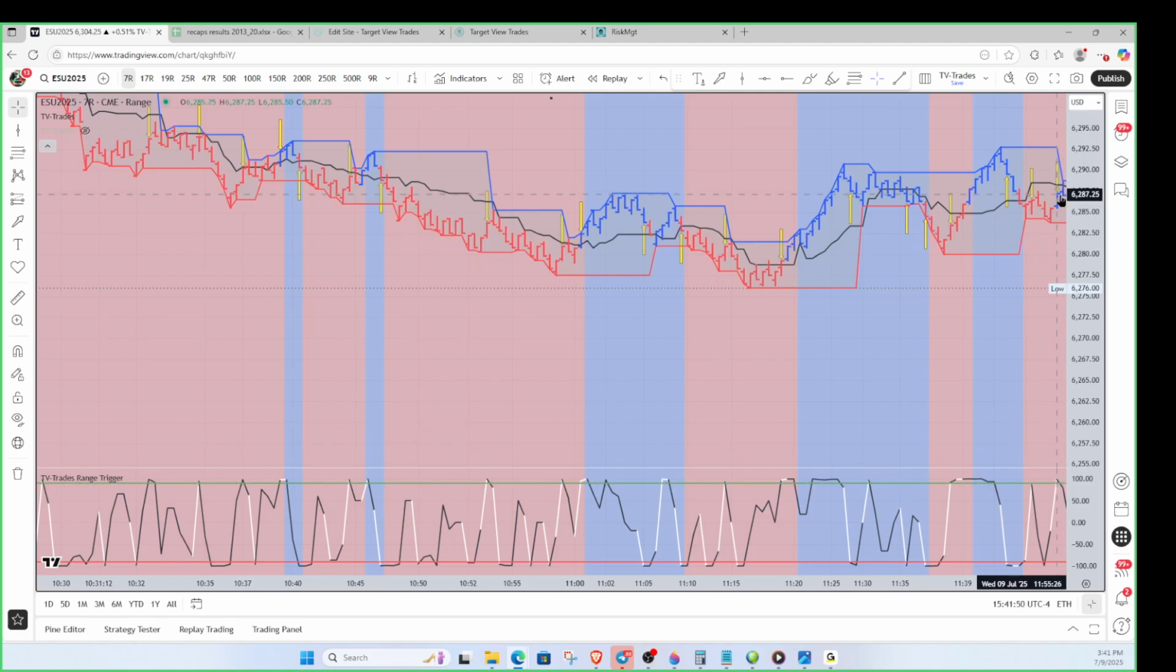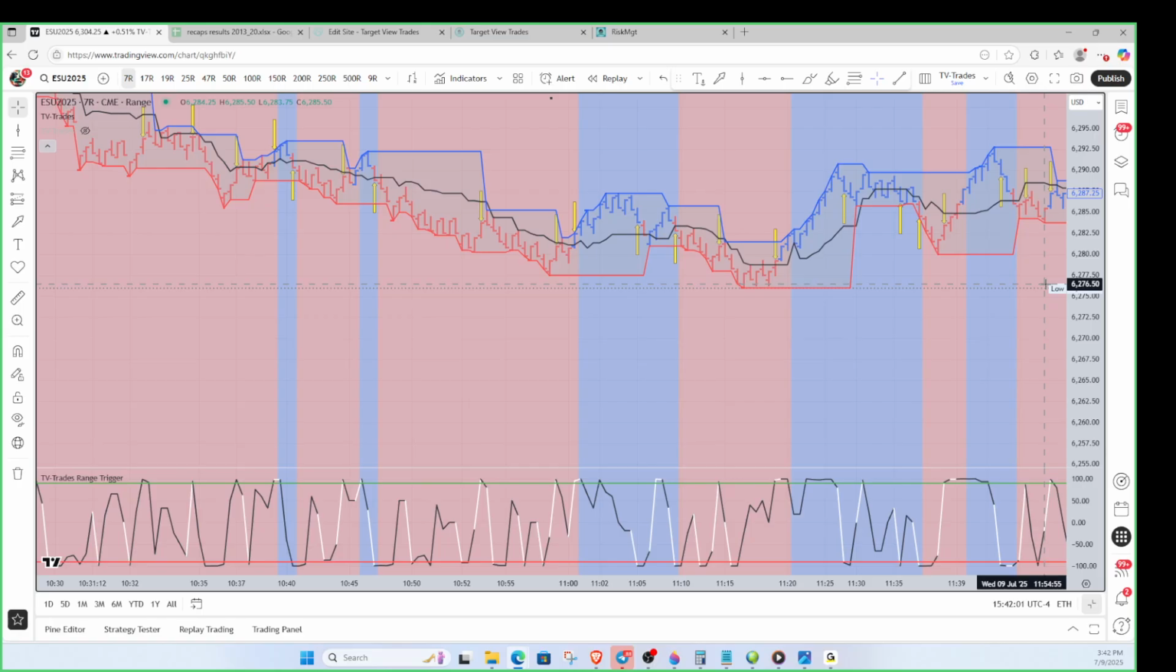That is a trade right there. Alright, that is a trade right there. Now what it should do is get down to this level right here. Okay. It didn't get down to there, but it did move enough. This is the ES. It did move enough to get your stop to break even and take some profit.